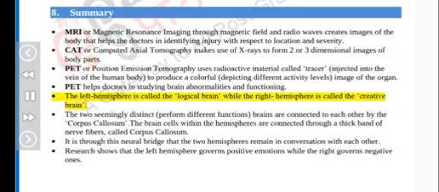The left hemisphere is called the logical brain while the right hemisphere is called the creative brain. The two, seemingly distinct, perform different functions. The hemispheres are connected to each other by the corpus callosum. The brain cells within the hemispheres are connected through a thick band of nerve fibers called the corpus callosum. It is through this neural bridge that the two hemispheres remain in conversation with each other. Research shows that the left hemisphere governs positive emotions while the right governs negative ones.